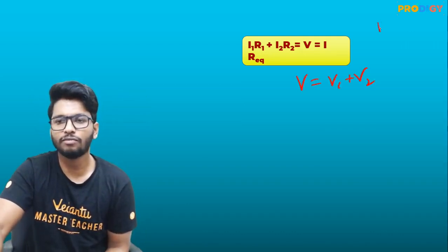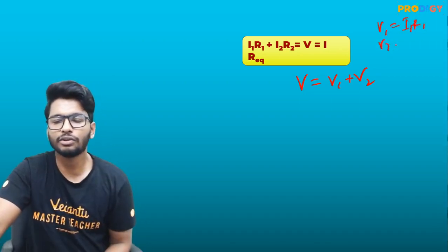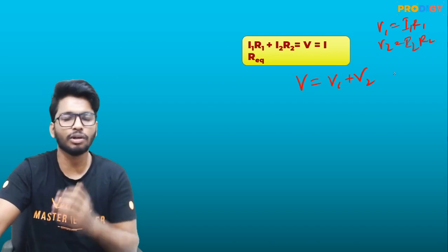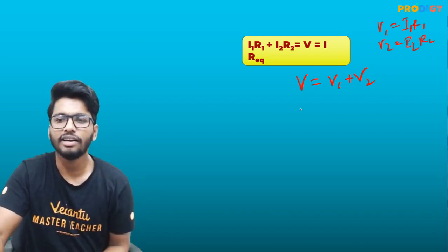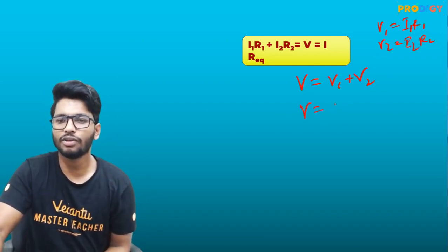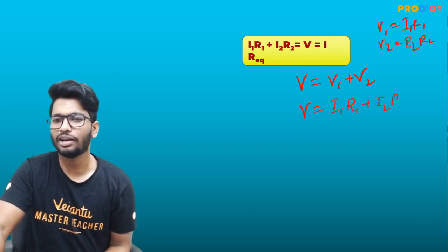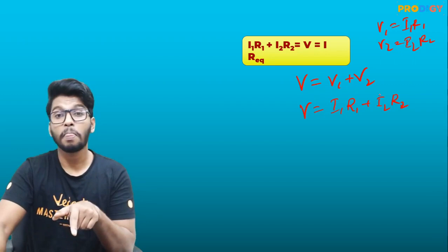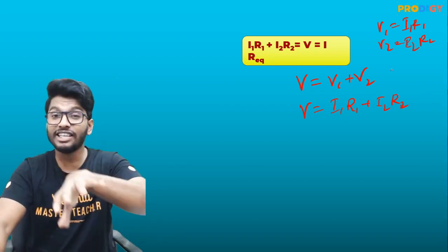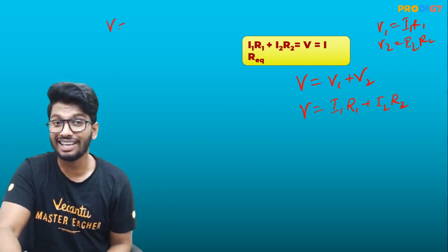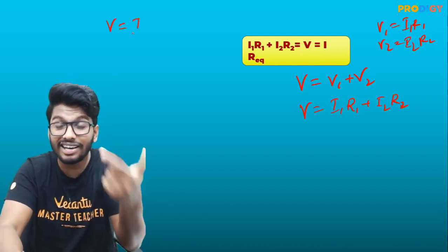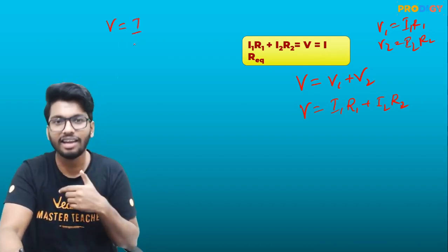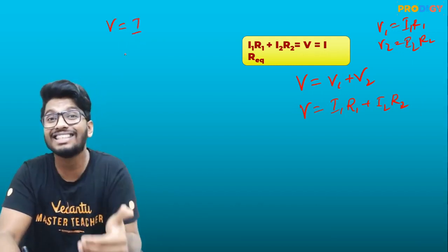So what is V1? V1 is nothing but I1 into R1, because V is equal to I into R. V2 is equal to what? I2 into R2. So I'm going to substitute that over here. So what will I get? V is equal to, instead of V1 I'll get it as I1 into R1, and V2 is nothing but I2 into R2. Now what is V? The total potential difference applied by the battery is equal to the total current flowing through the circuit, which is nothing but I, and the total resistance.